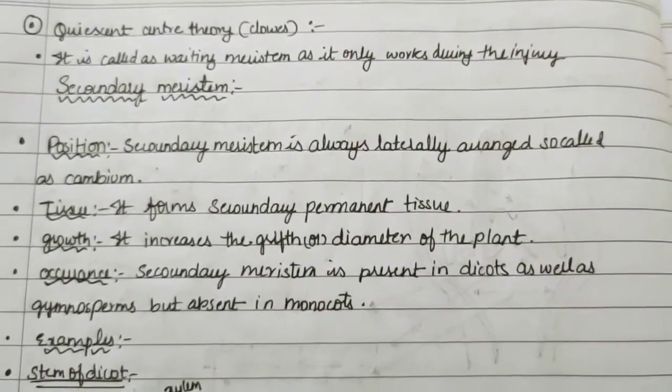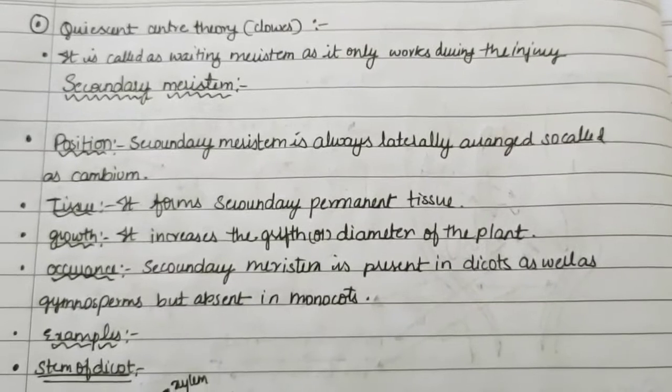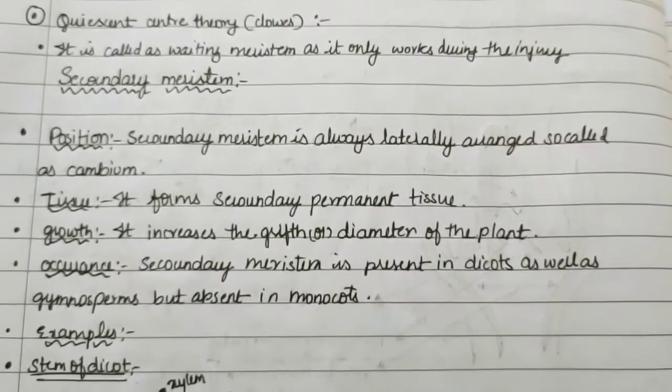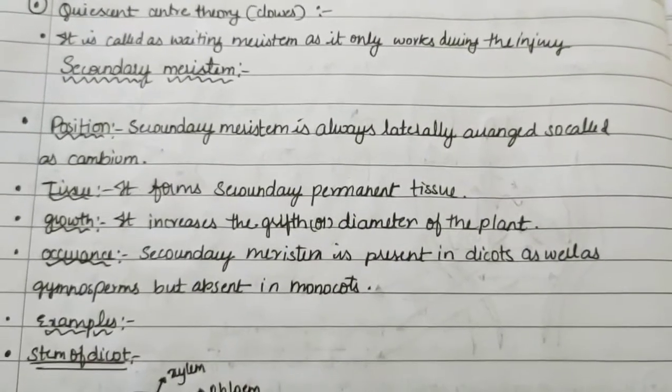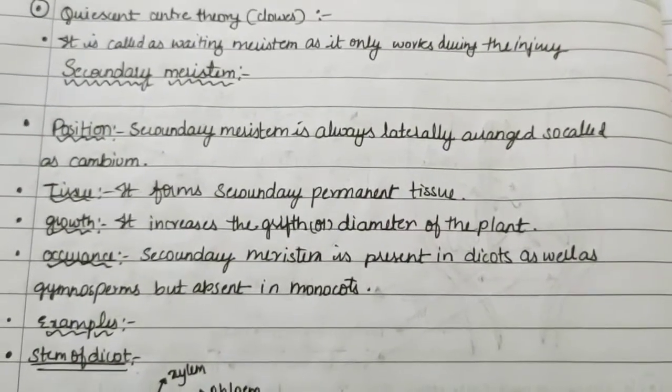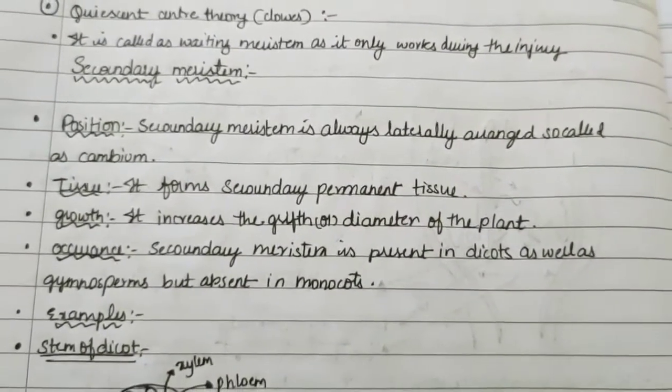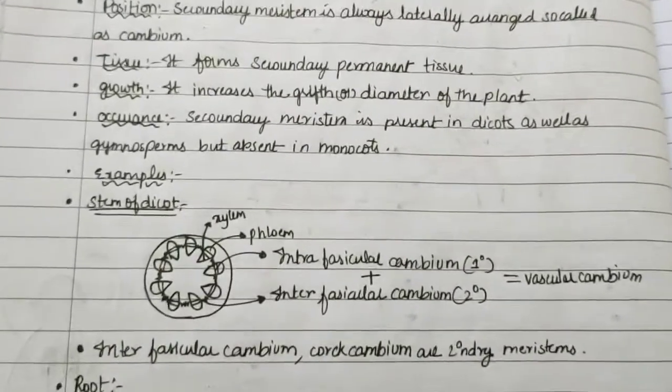Secondary meristem is always laterally arranged, so it is called cambium. It forms secondary permanent tissue. It increases the girth or diameter of the plant. Secondary meristem is present in dicots as well as gymnosperms, but absent in monocots.